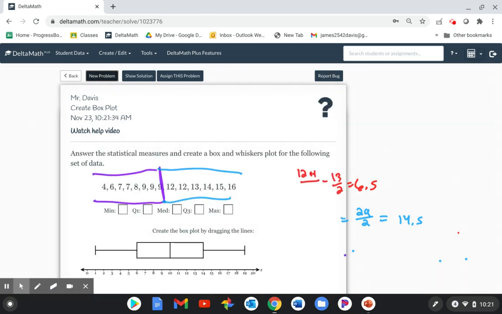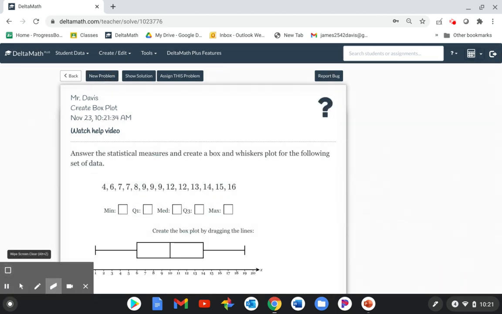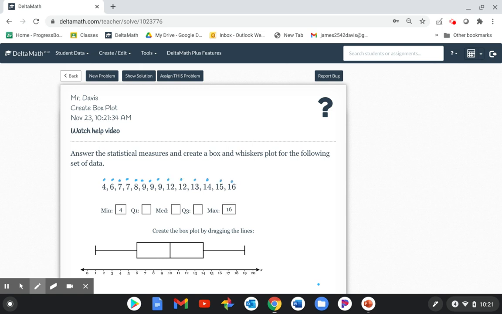All right, and we'll do one more here together. So first thing, again, I always do would be write the min and the max, 4 and 16. We then need to find the median. So let's count how many values we got. 1, 2, 3, 4, 5, 6, 7, 8, 9, 10, 11, 12, 13, 14. 14 values. So we could do 14 plus 1 over 2. It's 15 over 2. That means we're going to be looking at position 7.5. So between 7 and 8.